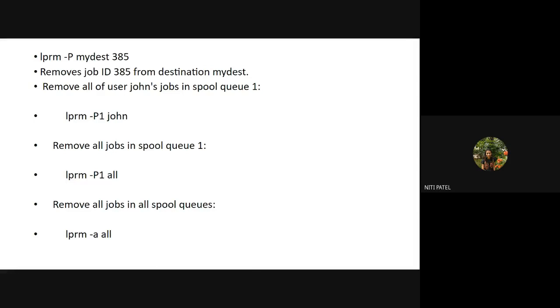But if there are multiple printers connected, or if it is a network situation, and you use the printer name, it will remove that file only from that particular printer. Now, if I want to remove all of user John's jobs in the spool Q1. What is the spool Q1? Spool Q1 is nothing but the printer with the name 1, which allows me to remove all the files given by the user John for printing.